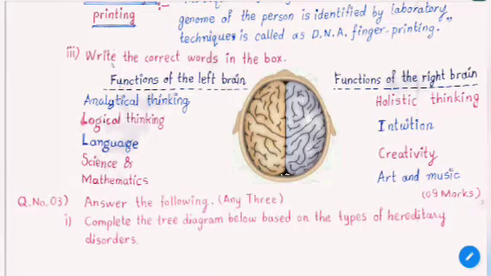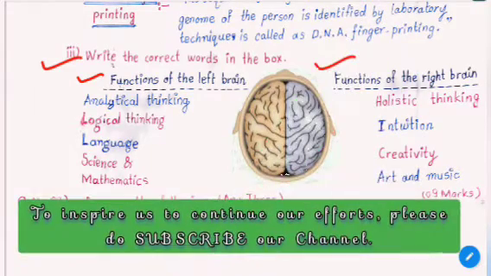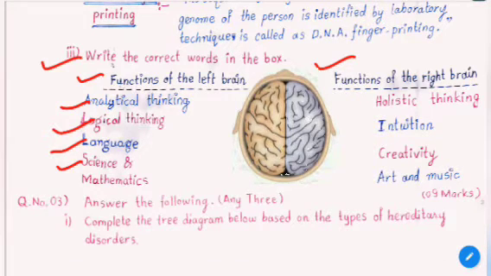The third question is write the correct words in the box. Here a diagram of the brain is given and you have to write the functions of the left brain and the functions of the right brain. The functions of the left brain are analytical thinking, logical thinking, language, science and mathematics, and the functions of the right brain are holistic thinking, intuition, creativity, art and music. Here the first part of the video is finished.